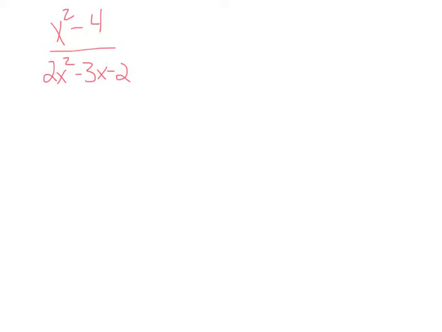Okay, here's another rational expression to simplify. And again, you're just starting off by factoring right away, every time. I'm going to do these all together, numerator and denominator. The numerator is a difference of squares, real easy to factor, right?